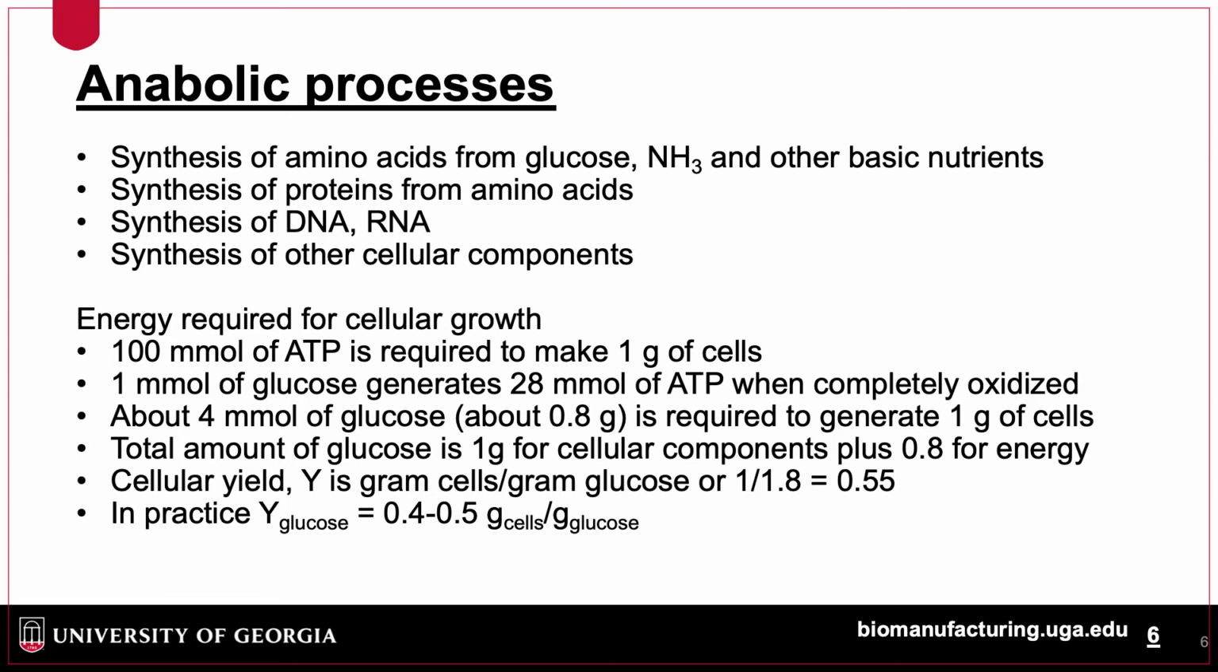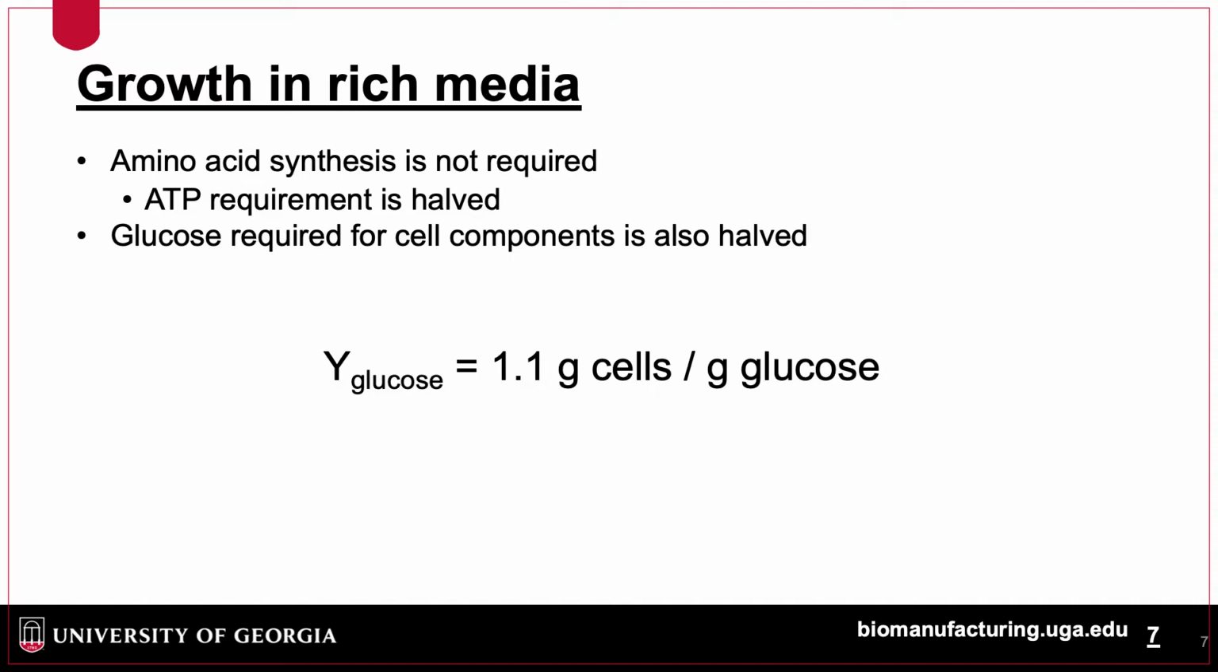Therefore, the cellular yield, or Y, is gram cell per gram glucose, or 1 over 1.8, which equals 0.55. In practice, though, the amount is closer to 0.45. If cells are grown in rich media, then less energy and materials are required to create 1 gram of cells, since the preformed building blocks come directly from the media. In this case, the yield is 1.1 gram cells per gram glucose.